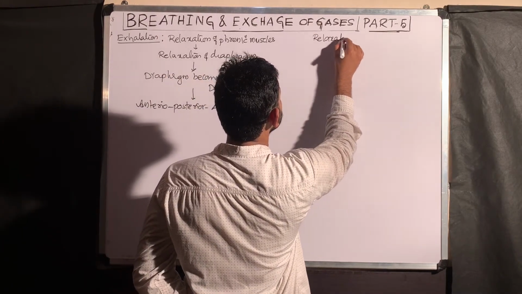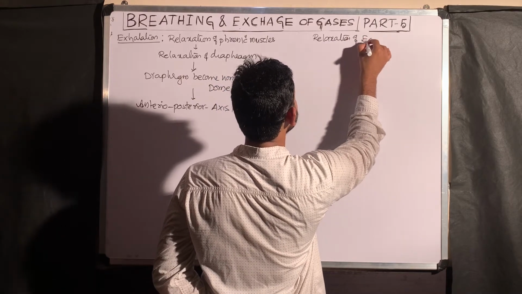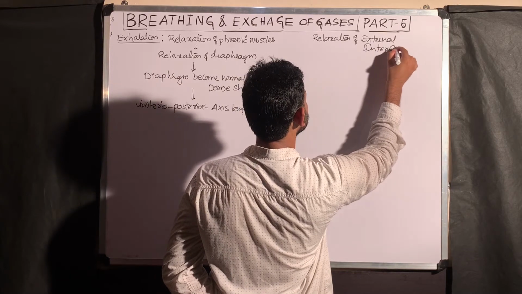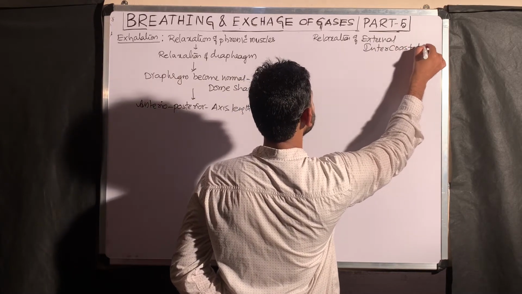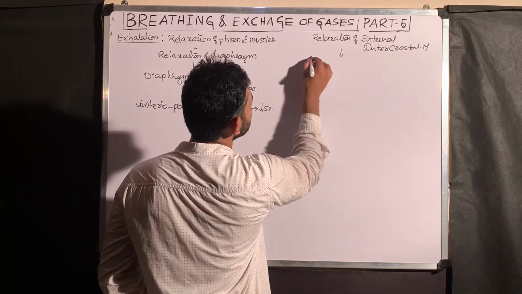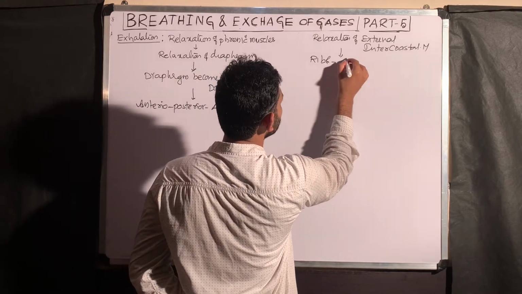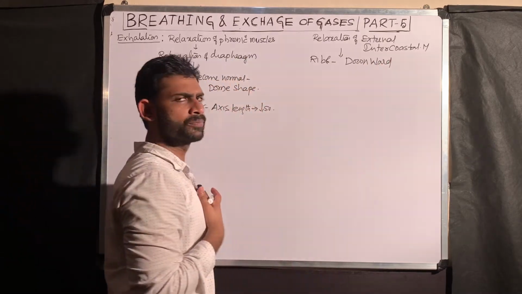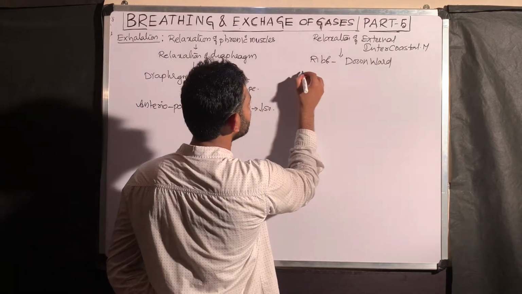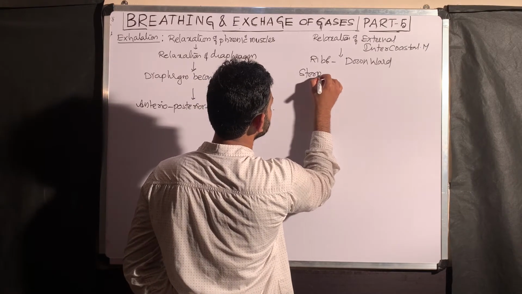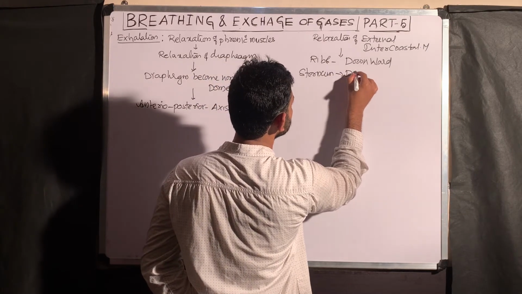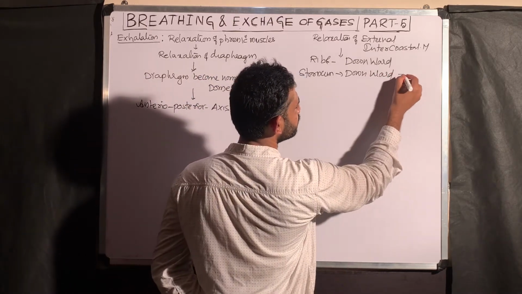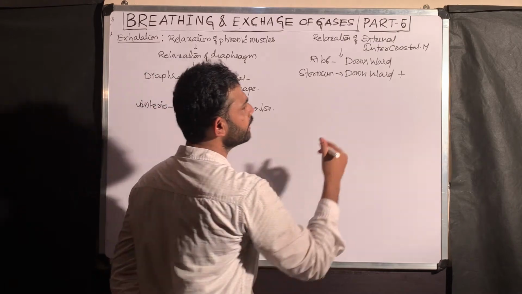Simultaneously, relaxation of external intercostal muscles makes the ribs move downward. You can sense it. The ribs move downward, and the sternum moves downward and inward. That is a movement downward, outward and inward.